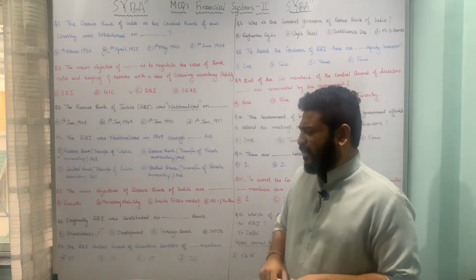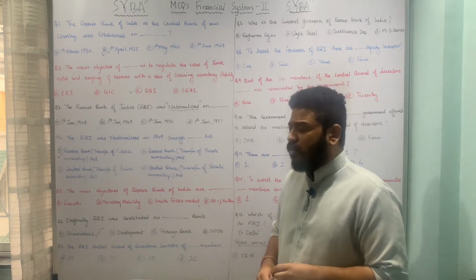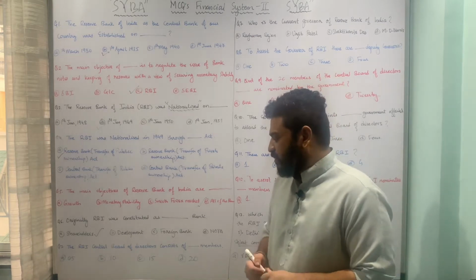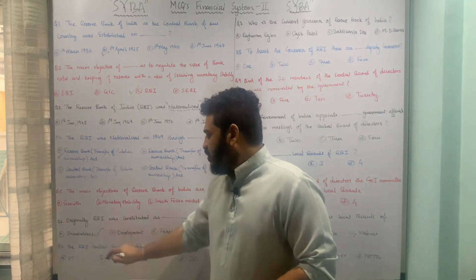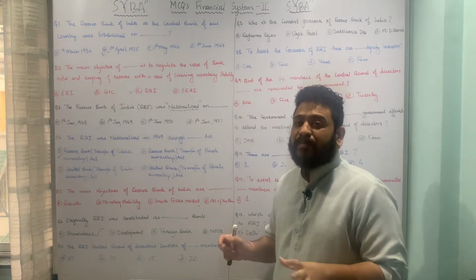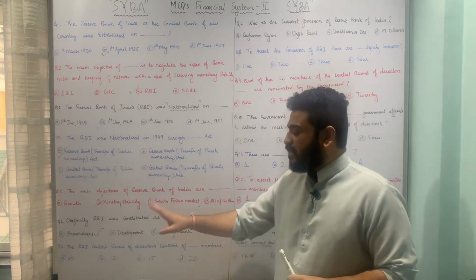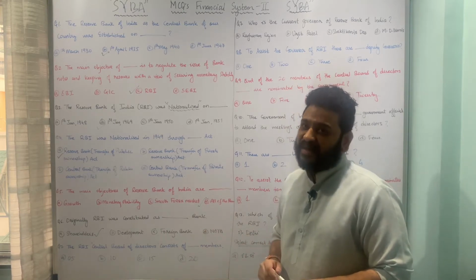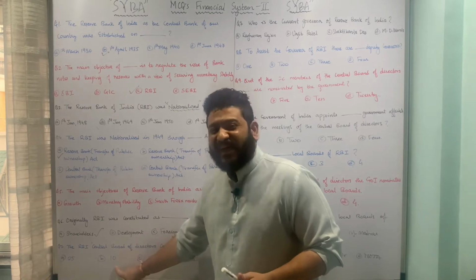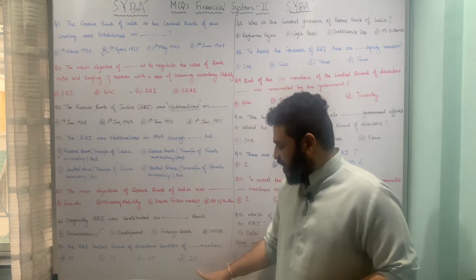Let us now move to the next one. The next one is again important. The RBI Central Board of Directors consists of dash members. How many members are present in the Central Board of Directors of the Reserve Bank of India? And the underlying options are A 5, B 10, C 15 and D 20.